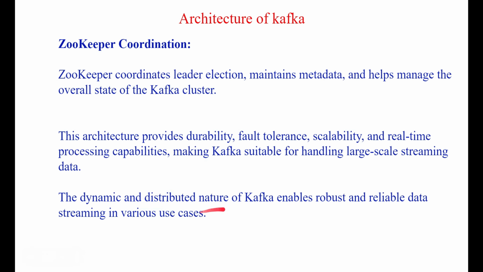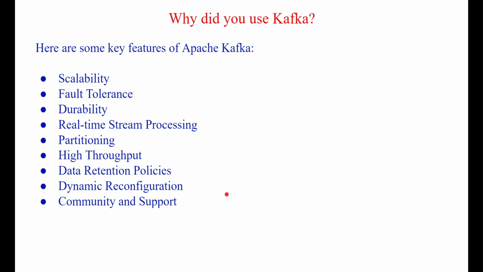So this dynamic and distributed nature of Kafka enables robust and reliable data streaming in various use cases. So that was all about the architecture, which is very important. I know it's very complicated because there's a cluster having multiple brokers having topics having partitions having offsets. It's very complicated. So understanding this architecture of Kafka is very important before you go for an interview for Kafka.